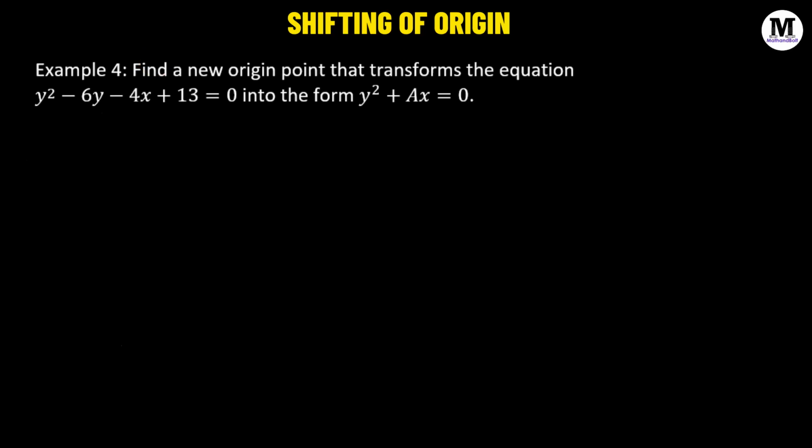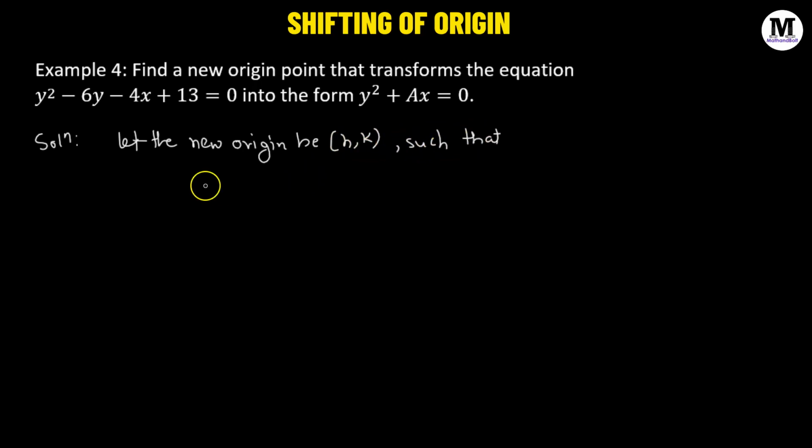Problem number 4. So in this problem, we need to find a new origin point such that the equation y squared minus 6y minus 4x plus 13 transforms into y squared plus ax equals 0. So let us begin. Here we are going to consider that the new origin is at the point h comma k, such that if that's the new origin, that means we have shifted the origin by an amount h and k. So that means x will be replaced with x plus h and y will be replaced with y plus k.